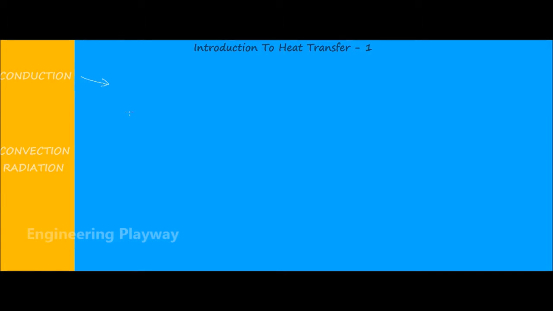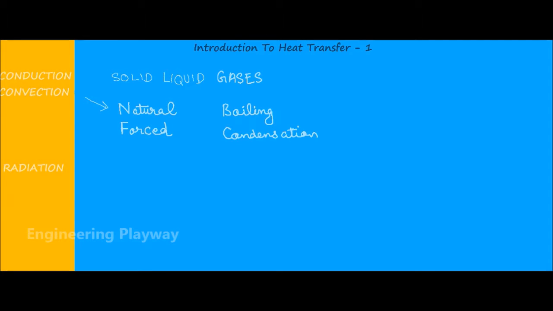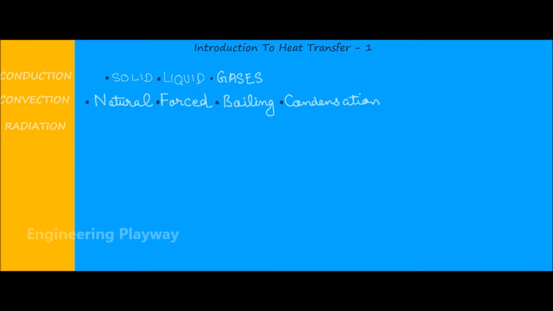The first is conduction. It happens in solids, liquids and gases, due to the mutual vibration and heat transfer between the molecules. Next is convection. This can occur as natural, forced, boiling, or condensation. We will discuss these in detail in the convection modules.